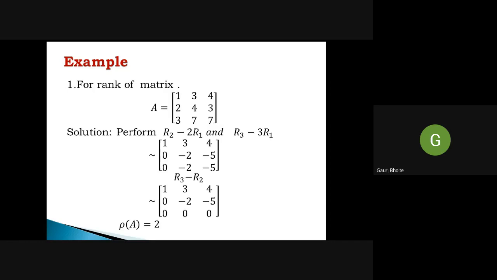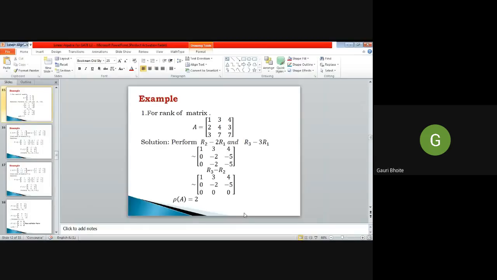Everybody getting the row echelon form? Try to make the elements 0 below the diagonal. The diagonal elements are A11, A22, A33, so make entries 0 below A11 and below A22. Once we get a zero row, what is the rank of this matrix? The rank of the matrix is 2, because the rank is the number of non-zero rows in the row echelon form. Everybody getting this? Yes?